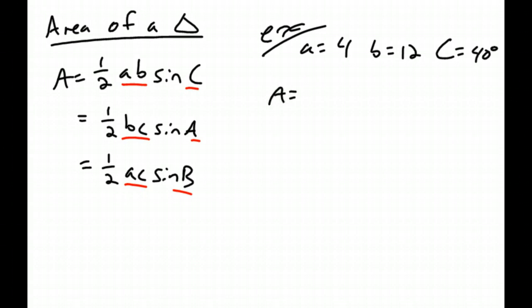Well, then that's just going to say area is 1/2 times 4 times 12 times sine of 40. Make sure you use sine. This is not cosine. This is not law of cosines.